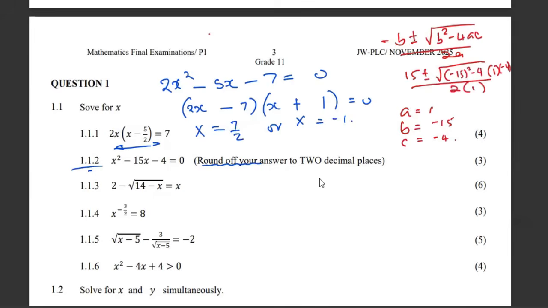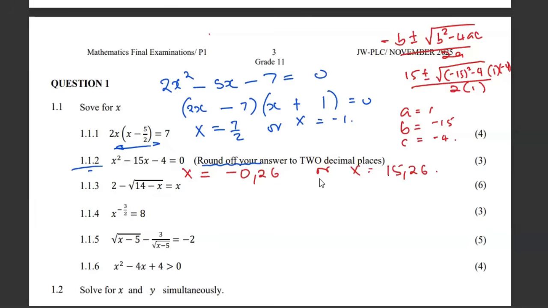Okay, so when we punch this into the calculator, minus 4 is equal to 0. So the answers I'm getting, the first value is negative 0.26, or x is 15.26. So those are the two answers for the 3 marks.